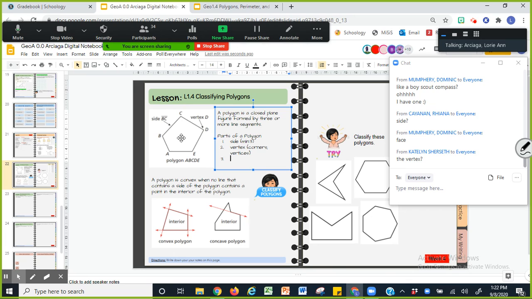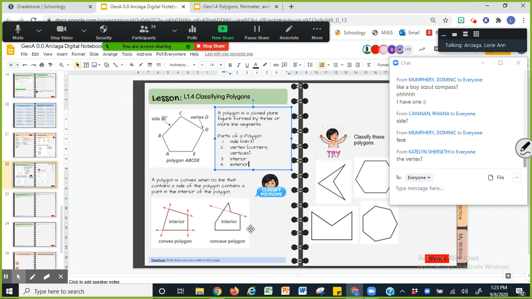Now, the last two parts are not so visible in the figure, but every time you draw a polygon, it divides your paper into two parts. The part of the paper that is enclosed by the polygon, that's the interior, so inside, and the other part is the exterior. Those two are necessary, especially in understanding the classifications of polygons at the bottom.